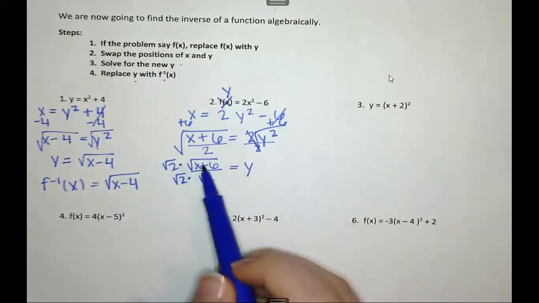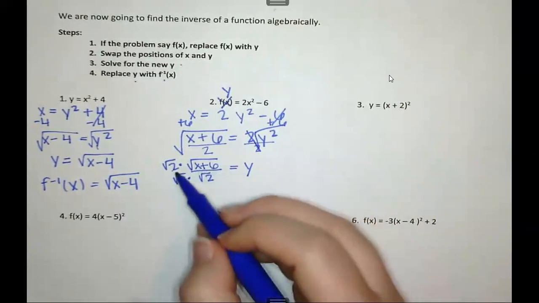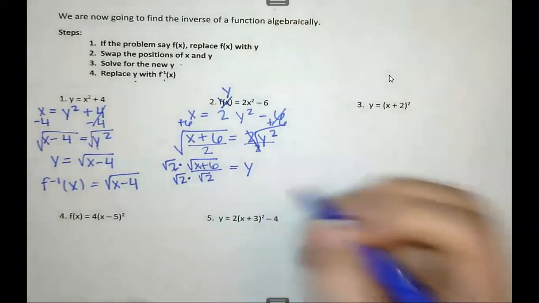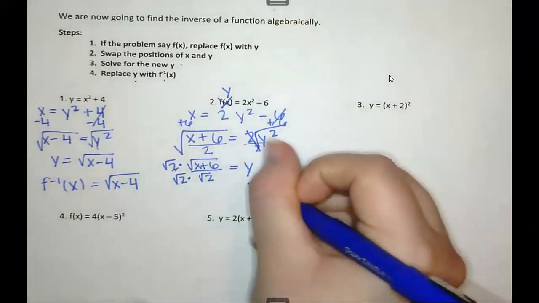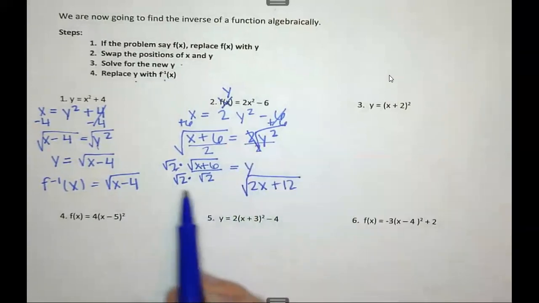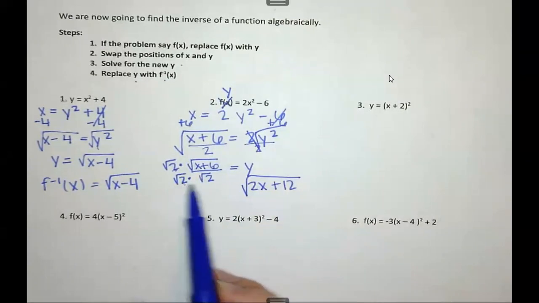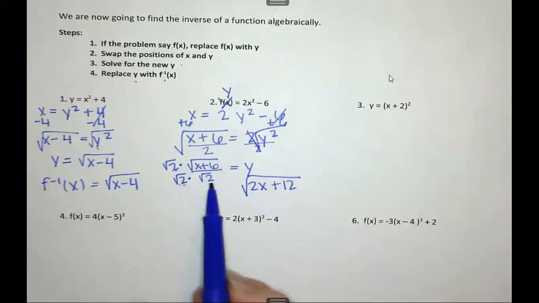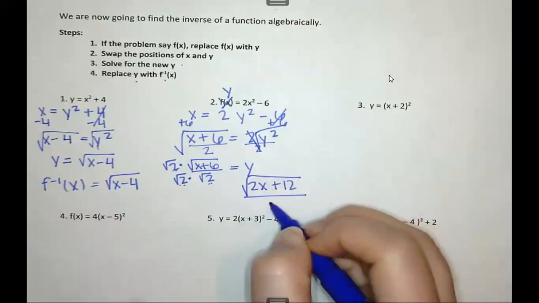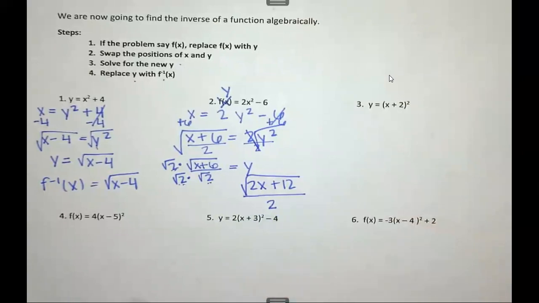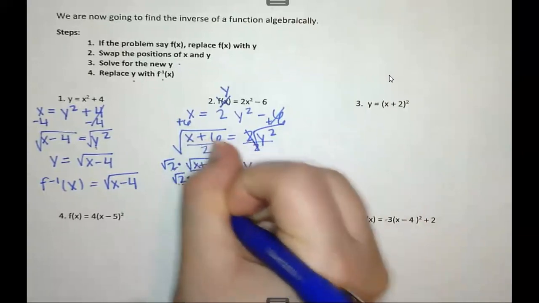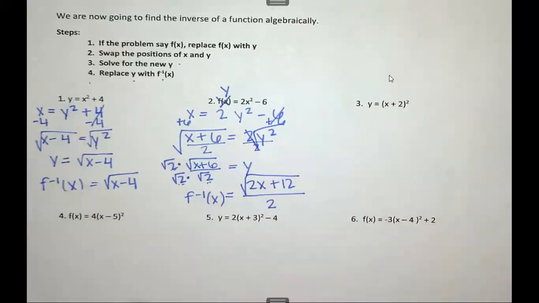I'll have the square root of 2 times the square root of x plus 6. I'm basically just multiplying the 2 by what is underneath the square root. So I would then have 2x plus 12 underneath the square root over, if I multiply my numbers underneath the square root, 2 times 2, which is 4. The square root of 4 is actually 2. So we have gotten rid of the square root in the bottom. And we do need to replace that y with the inverse, like our step 4 says to do.